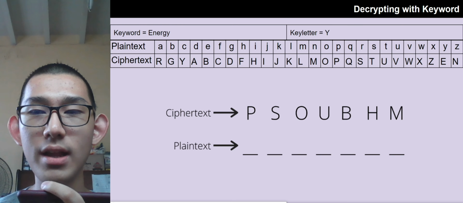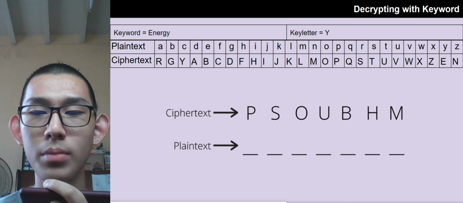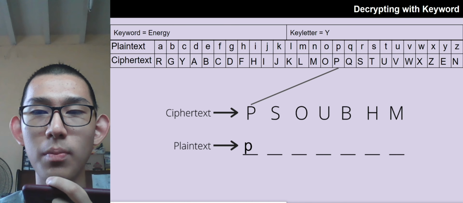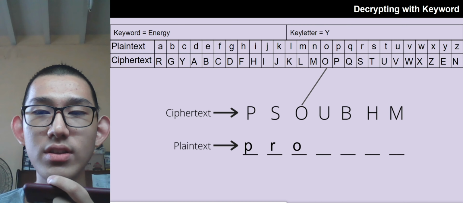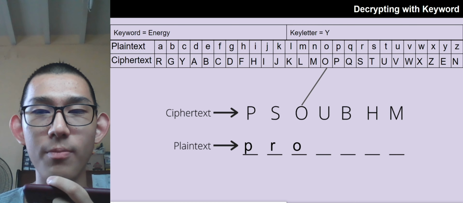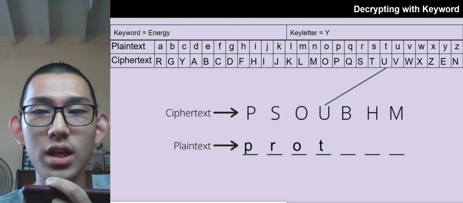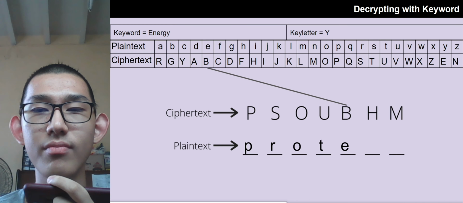With the cipher table completed, we can start decrypting our ciphertext, which for today's demonstration is PSOUBHM. Ciphertext of P equals plaintext of P. Ciphertext of S equals plaintext of R. Ciphertext of O equals plaintext of O. Ciphertext of U equals plaintext of T.